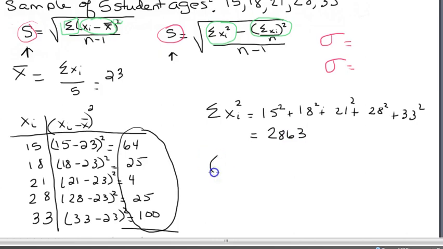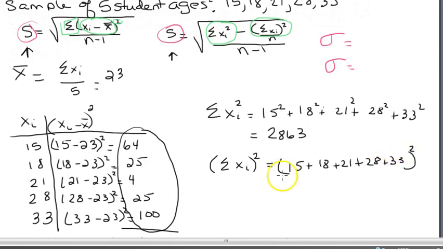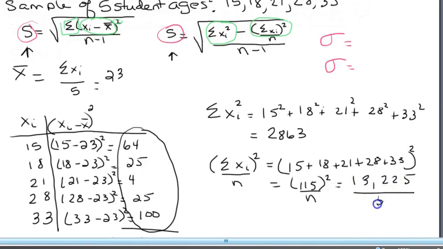Now the next one is a parenthesis of summation of xi, and notice the square is outside the parenthesis. That tells me I'm going to sum my xi's first. 15 plus 18 plus 21 plus 28 plus 33, and then at the end take the square. So this is going to give me 115 squared divided by n, which comes out to 13,225 divided by 5, which equals 2,645.